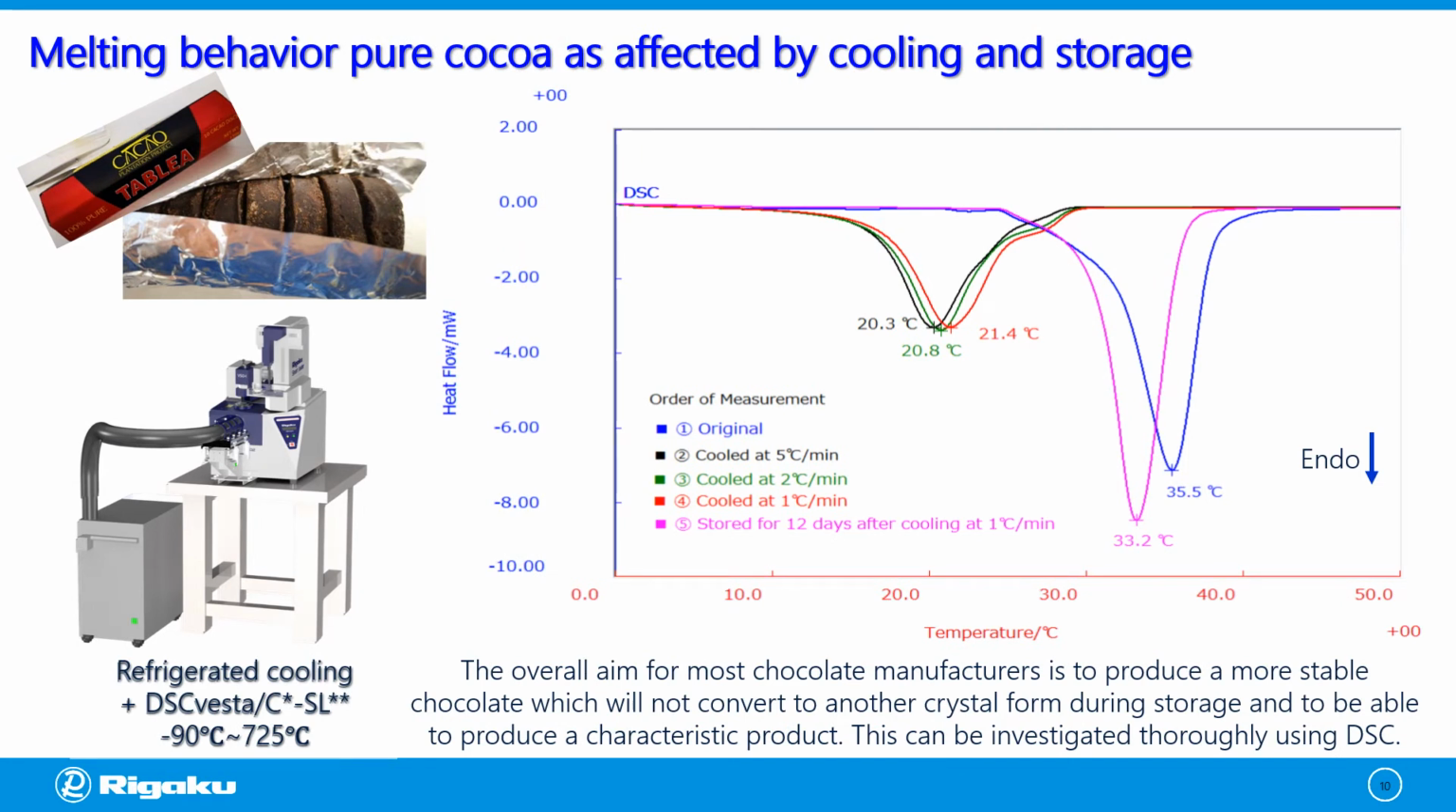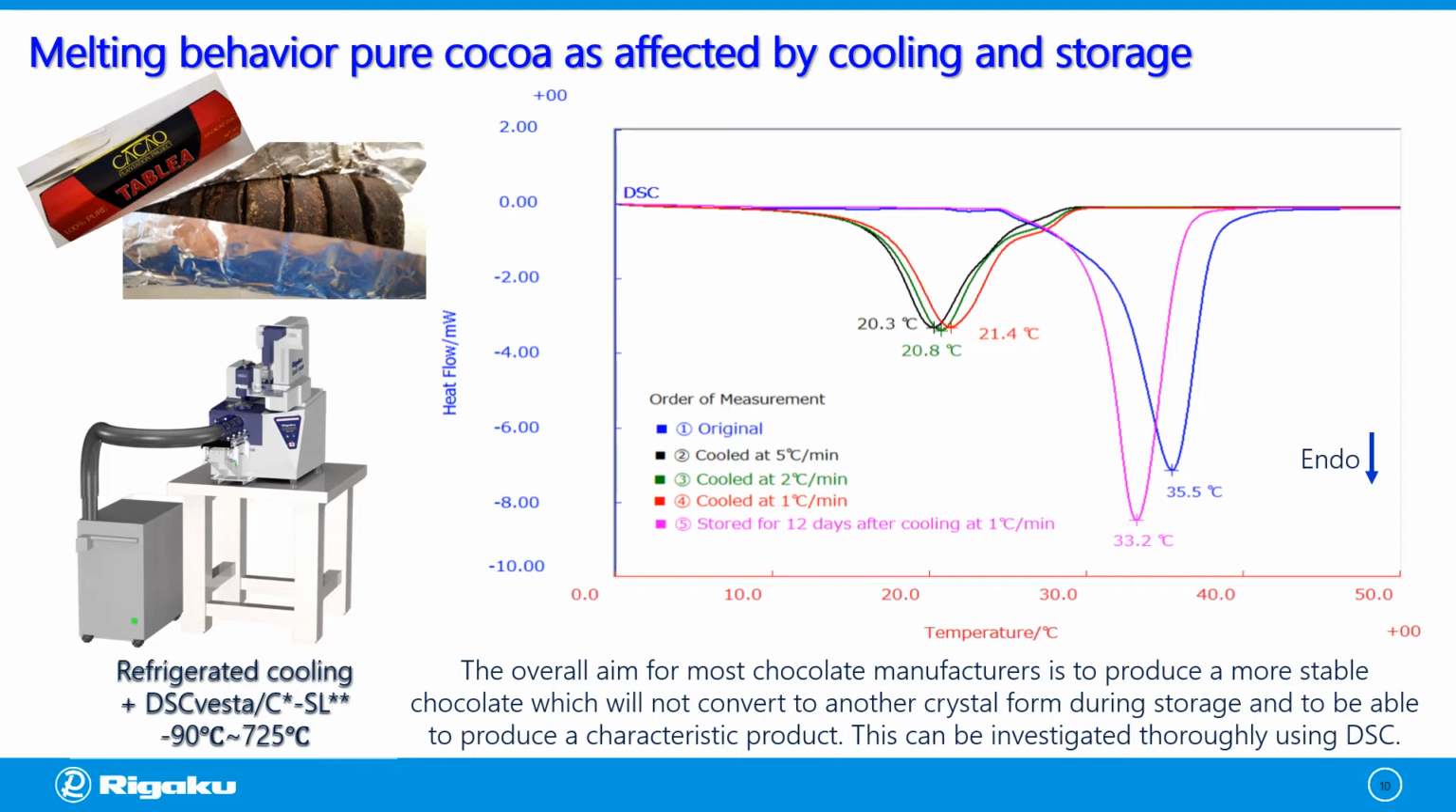With the obtained data, we created a multiplot on the measurement results. The blue curve is the melting reaction of the original sample. The black curve, green curve, and red curve are the different melting reactions with varying cooling rates of 5 degrees centigrade per minute, 2 degrees centigrade per minute, and 1 degree centigrade per minute, respectively.